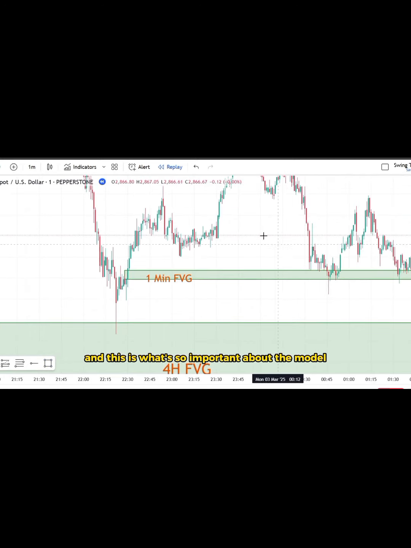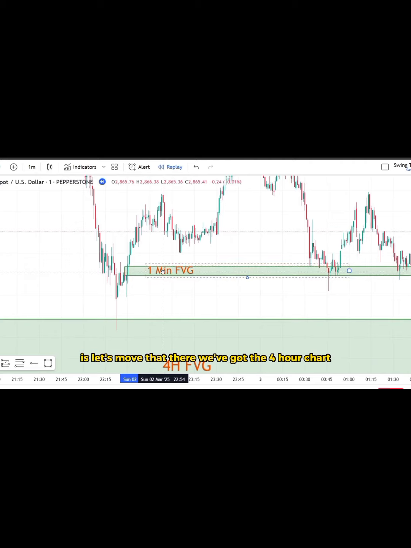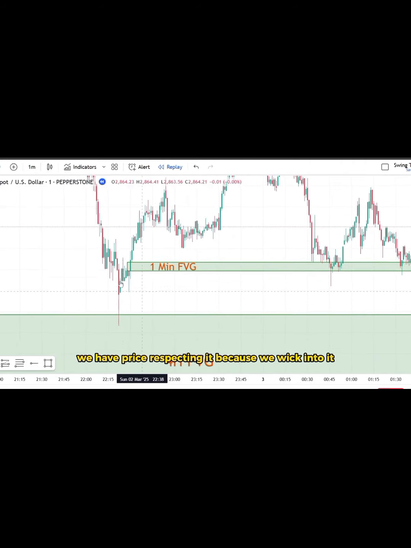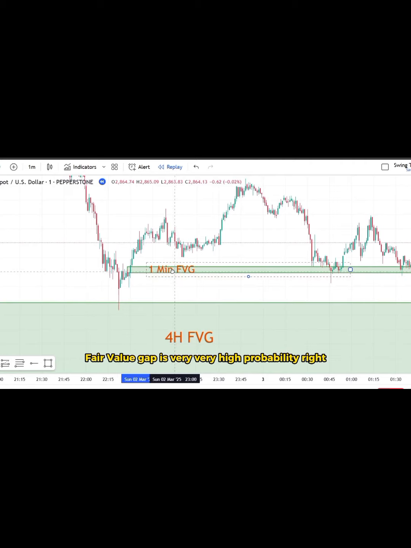This is what's so important about the model. We've got the 4-hour chart, which is our higher time frame. We have price respecting it because we wick into it. It moves off in the opposite direction, and it leaves a fair value gap. So any entry on this lower time frame fair value gap is very, very high probability, right?